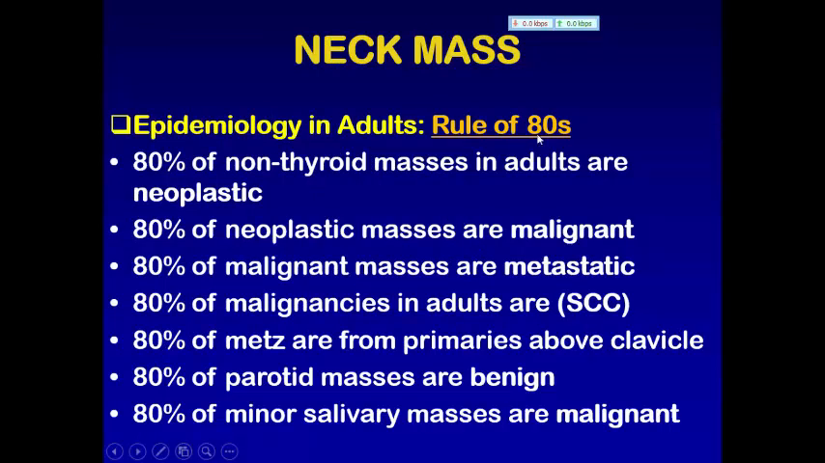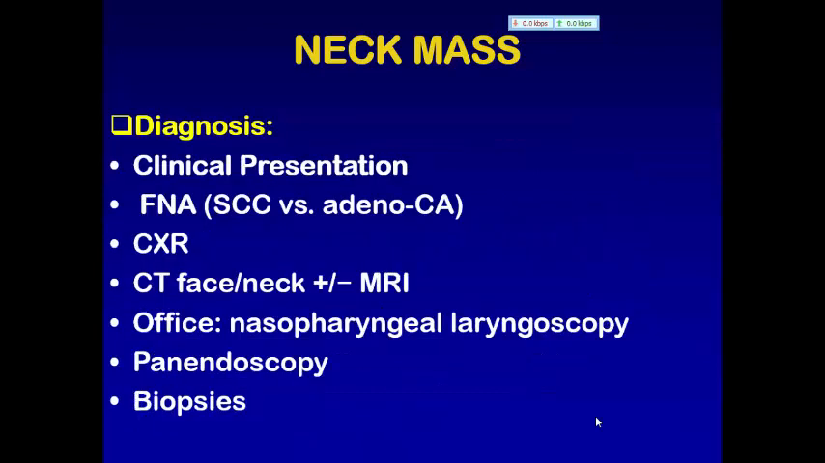There is what we call the rule of 80s in adult neck swelling. 80% of non-thyroid masses in adults are neoplastic, and 80% of neoplastic masses are malignant. You see how high the malignancy is. And 80% of malignant masses are metastatic. And 80% of malignancies in adults are squamous cell carcinoma. And 80% of metastases are from primaries above the clavicle. And 80% of parotid masses are benign, and 80% of minor salivary masses are malignant. This is called the rule of 80s.